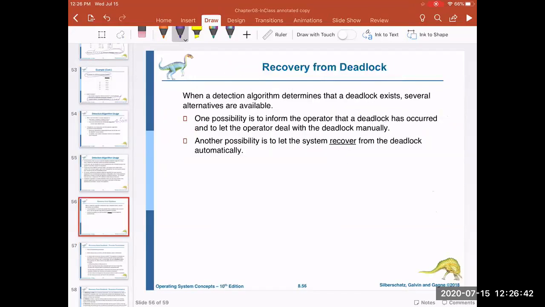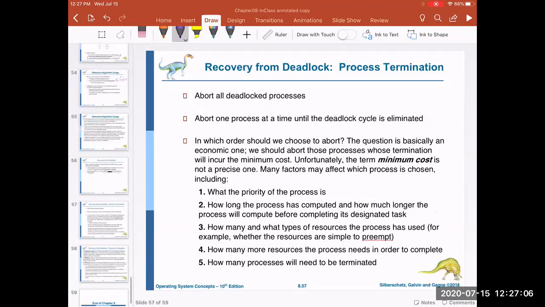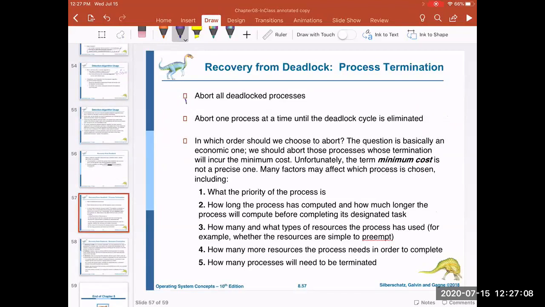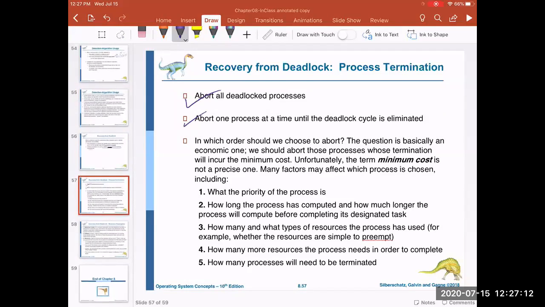If deadlock has occurred, then the detection algorithm should be invoked frequently, and then we have recovery from the deadlock. When we have the detection algorithm running, there may be several alternatives available. One possibility, when deadlock occurs, is that we deal with the deadlock manually; another possibility is that we recover from the deadlock automatically. These are two possible situations. We have already discussed all deadlocks, or one deadlock at a time.